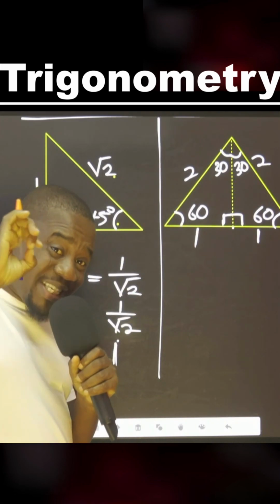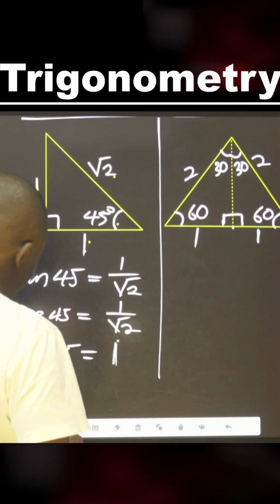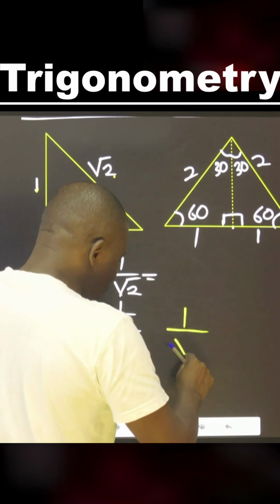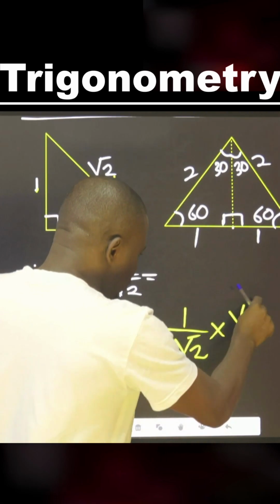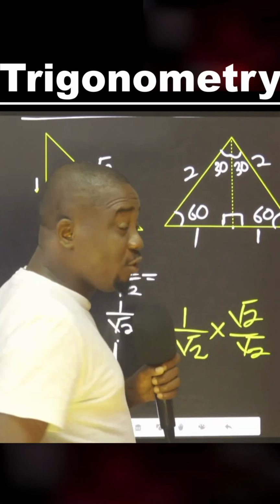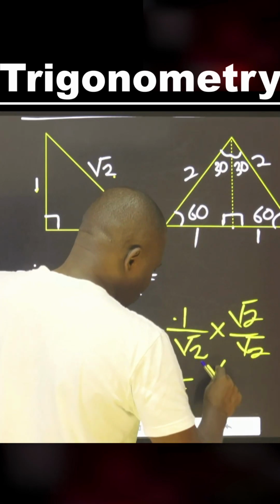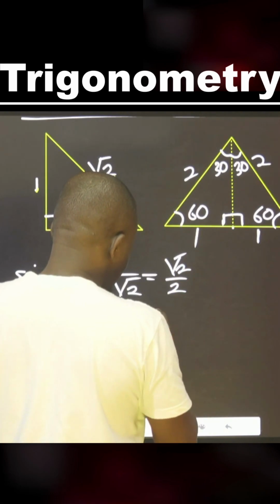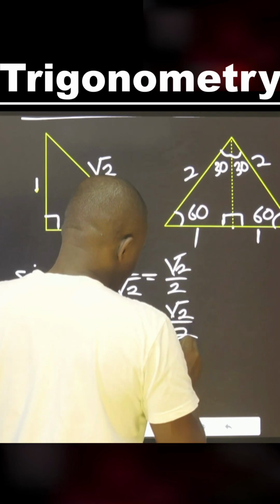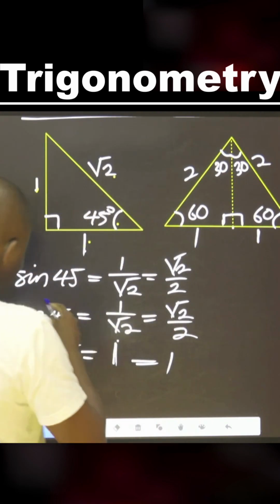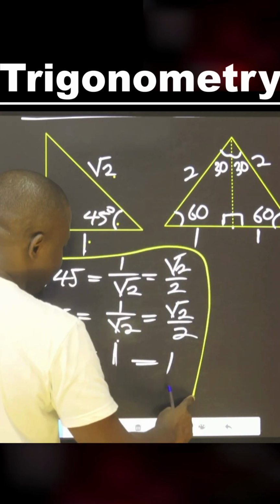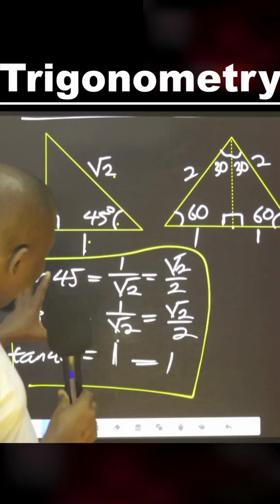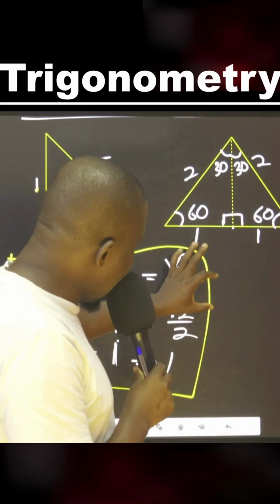But we agree that we need to rationalize the denominator. If I want to rationalize the denominator, I will simply say 1 over the square root of 2 multiplied by square root of 2 over square root of 2. We have done this before. This gives square root of 2 over 2. So sine 45 is square root of 2 over 2, cos 45 is square root of 2 over 2. This one still remains 1. So these are the solutions for the trigonometry ratios of 45, and 45 is a special angle.